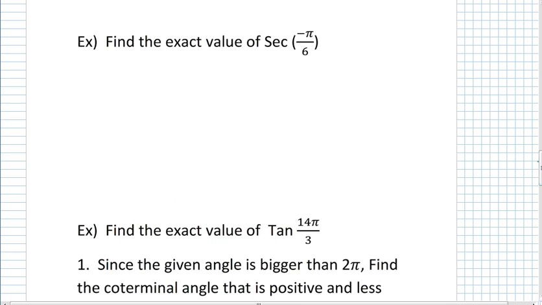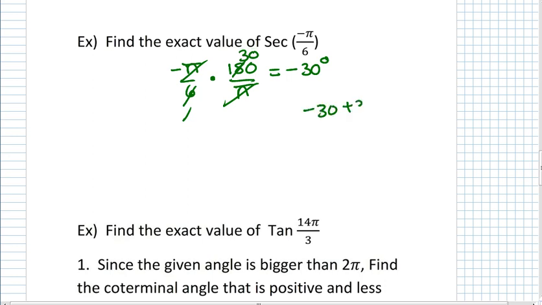Find the exact value of secant negative pi over 6. So negative pi over 6 in degrees is negative 30. Now, if it's negative, find the positive coterminal. So negative 30 plus 360 is 330 degrees. So that means our angle is 330 degrees.